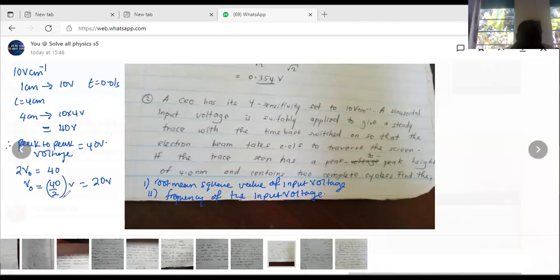So if the peak voltage is 20 volts, we need to find the root mean square value of the voltage, which is got from V naught out of root 2. And this will give me 20 divided by root 2. With this V root mean square, we can compute this with a calculator and get the answer.